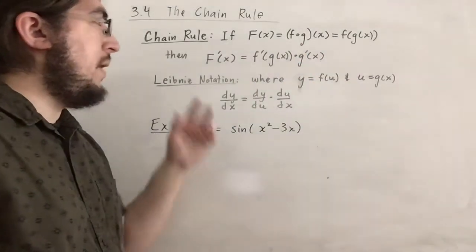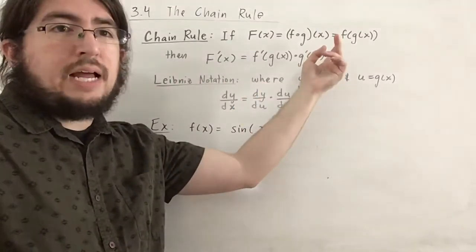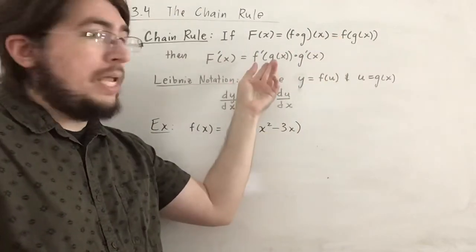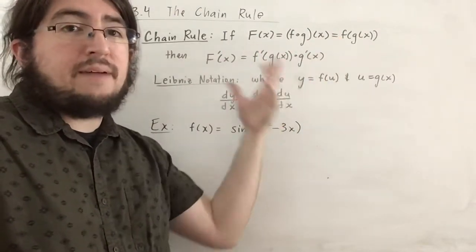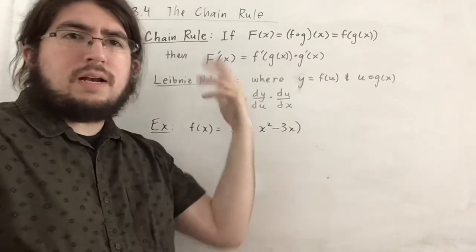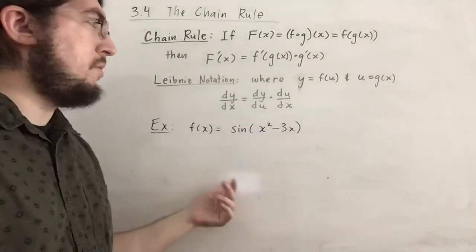So basically you take the derivative of the outside function f, keep the inside the same, and then take the derivative of the inside after the fact, which is actually what we did in the previous two, and we'll do in this example shortly.